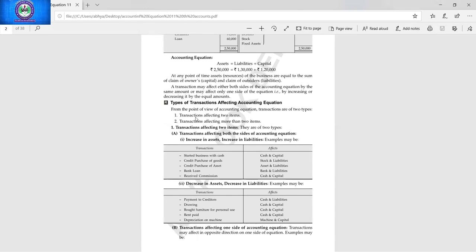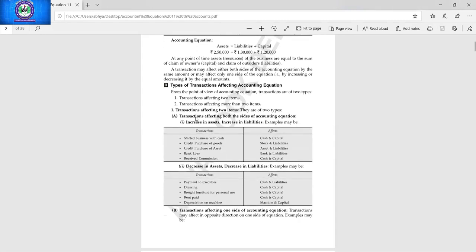Okay, so which two accounts? Many examples I had given you, like started business with cash. Whenever a person starts business with cash, two accounts will always be affected: cash and capital. Before doing the numerical, it is very important to know which two accounts will be affected, because the transaction will be done in those two accounts only.